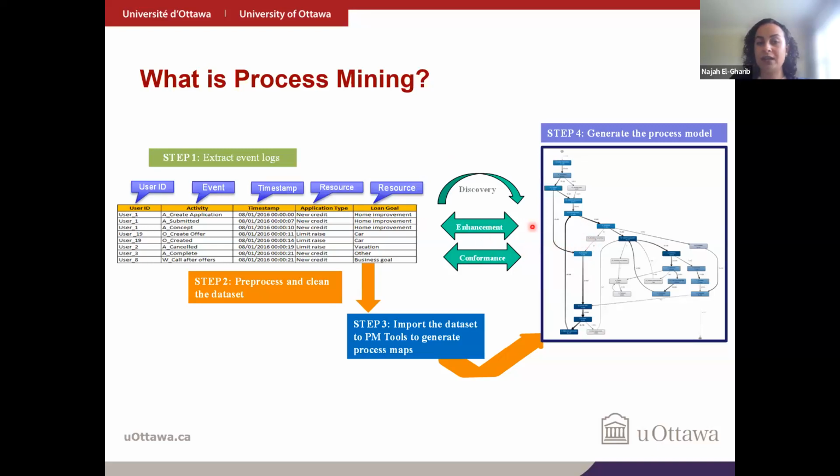Then enhancement works as follows: when I discover my process model, I take some actions to improve my processes, and then I run process mining again, and it gives me a new process model based on my enhancements and the actions I've taken to improve my process. Then it brings me to conformance checking, which is when I'm checking whether my as-is process model, discovered based on data, complies with the process model I have designed in place. For example, the BPM model I have for my HR process.